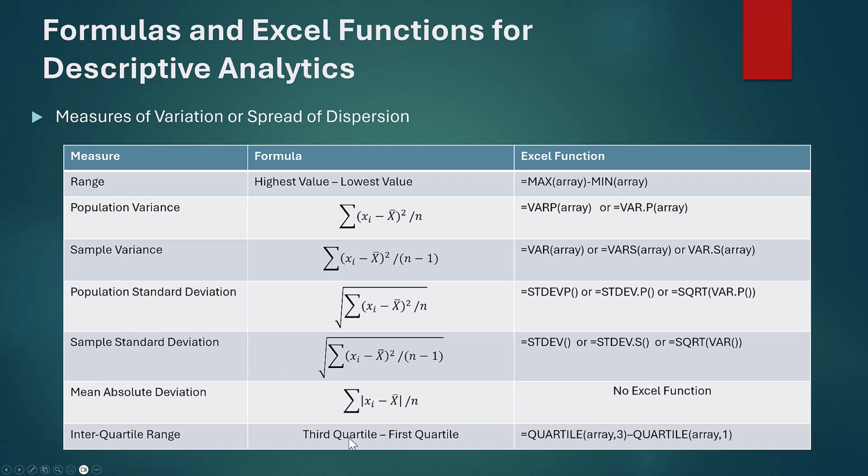Interquartile range is the third quartile minus the first quartile. We've talked about these quartiles briefly. In the next sheet, we will look at the functions. The Excel functions, there's a quartile function for the third quartile, and there's a function for the first quartile.